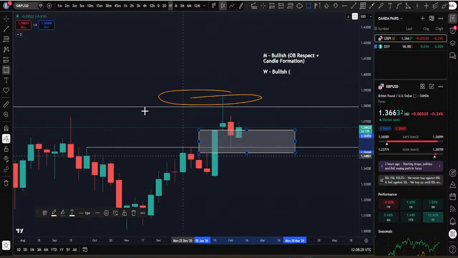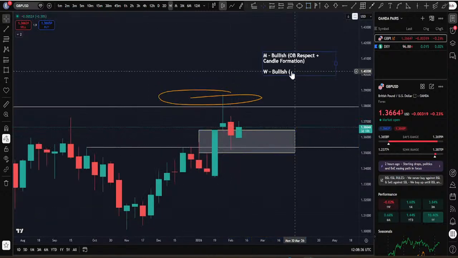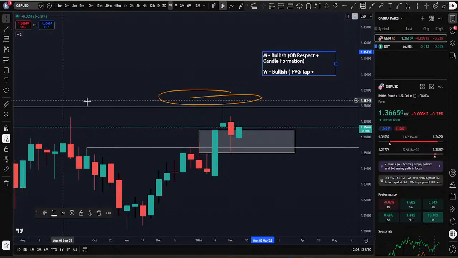This FVG also corresponds with this monthly order block. So the tap into the order block is also the tap into the FVG. So we have FVG tap. All right. And if we go to, I'll use the FVG tap for now. That's the cleanest one, FVG tap. I'll use that for now, and I'll drop to the 2-day to see if we can get something that's formed. All right. So we go to the 2-day. Let's look at the 2-day time frame.